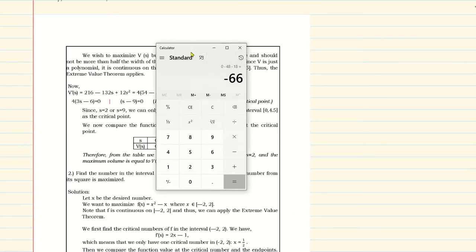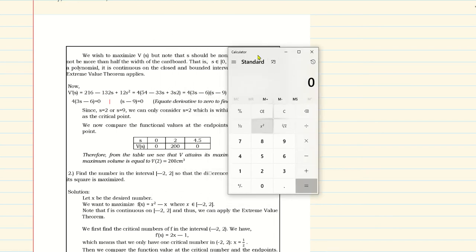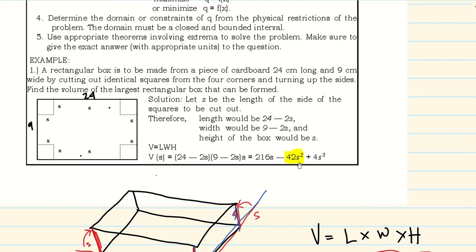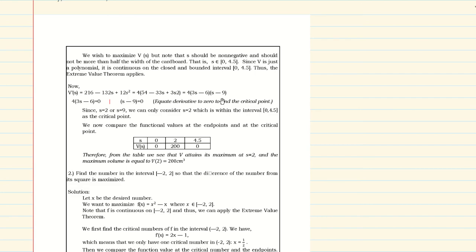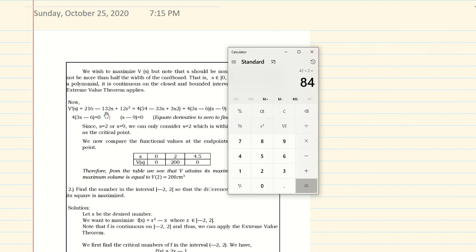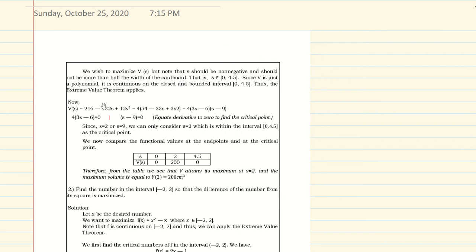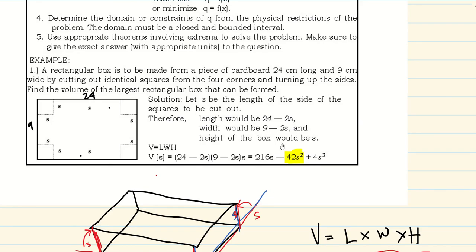Okay, so we're going to analyze this example. Supposedly he has 42, so 42 times 2 is 84. But here he has 132, so 66 times 2. So maybe it's just an error. This is an error here. Supposedly he or she should write 66 here.